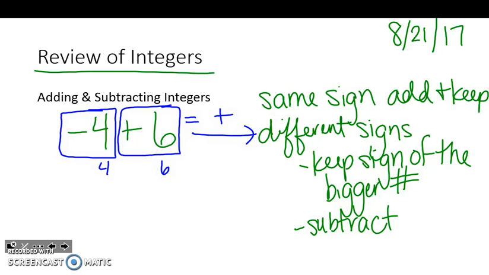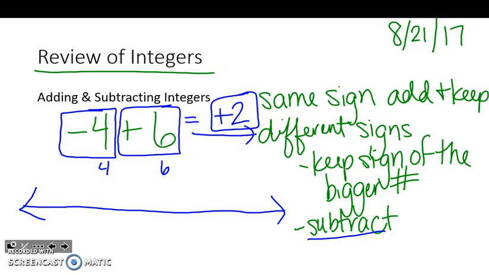And then if they have different signs, we keep the sign of the bigger number and we subtract the numbers. So we take 6 minus 4, and it doesn't really matter the order there. So 6 minus 4 is going to be 2. So we get a +2 for our answer. Let me show that to you on a number line, okay?